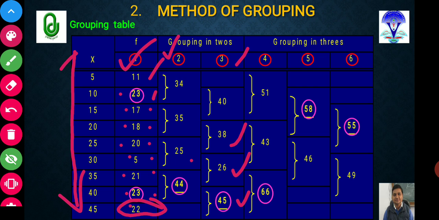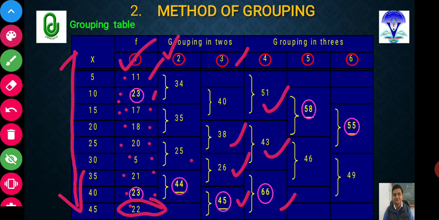Then after grouping in 2, we have to group in 3. So in the fourth column we have to group into 3. So first start from the first value. 11 plus 23 plus 17 is equal to 51. Similarly we will add all the values in terms of 3.